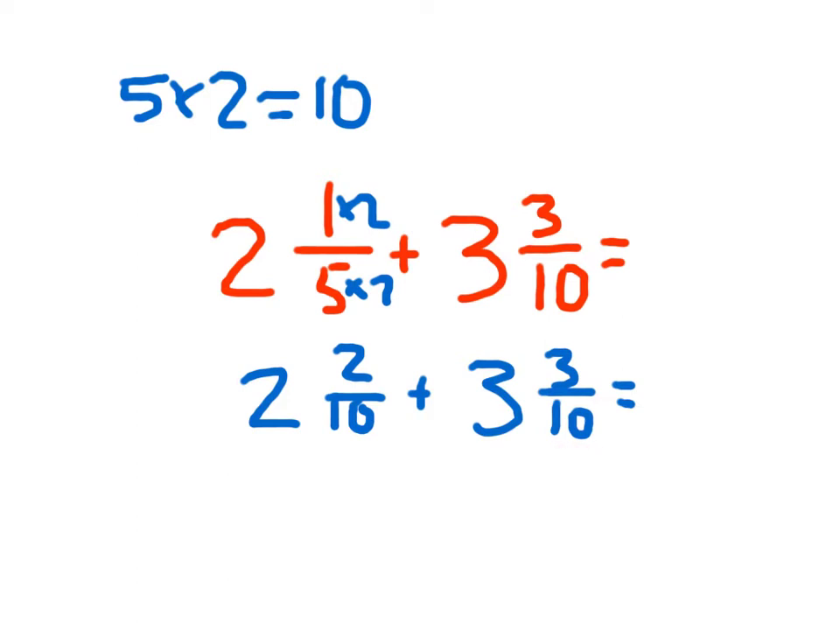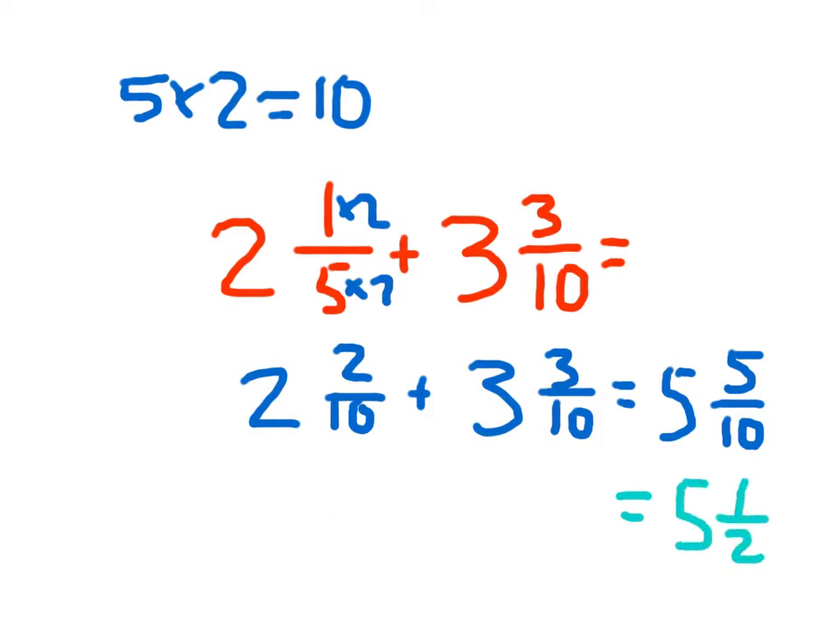Again, what we'll do is we'll go ahead and add the fractional part first. 2/10 plus 3/10 equals 5/10. And we do need to work with those whole numbers as well. 2 plus 3 is 5. Last thing we need to do is simplify 5 5/10. And 5 5/10 is just equal to 5 1/2, where we simplified that 5/10 into 1/2. And that's my work there for that.